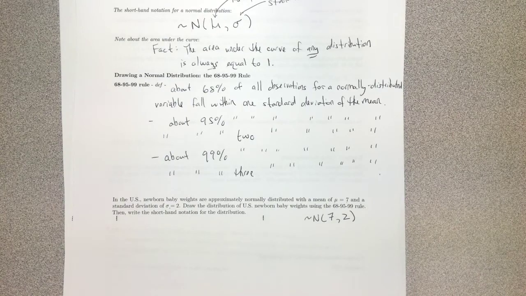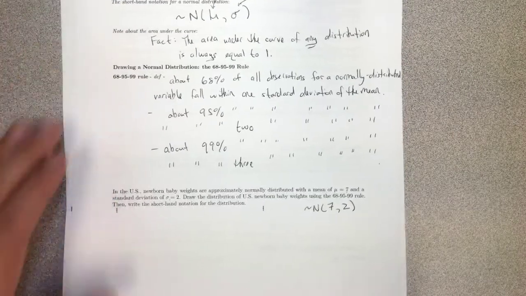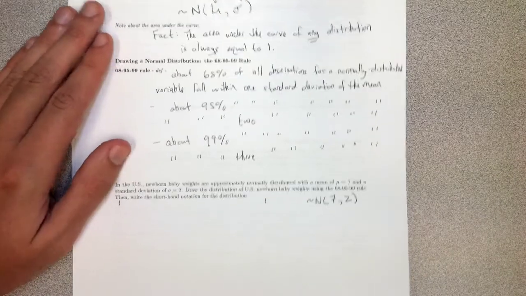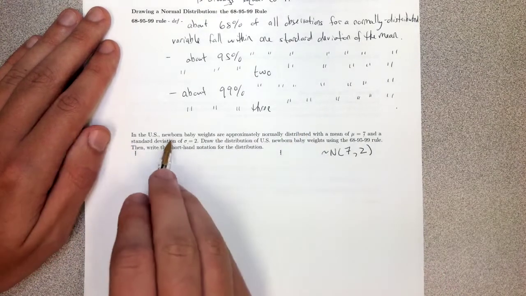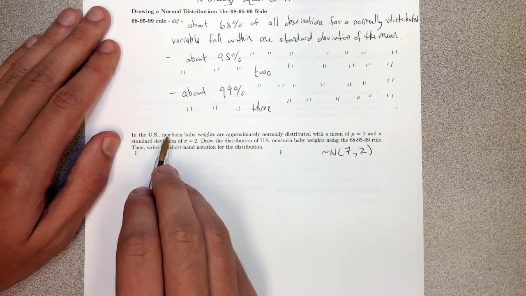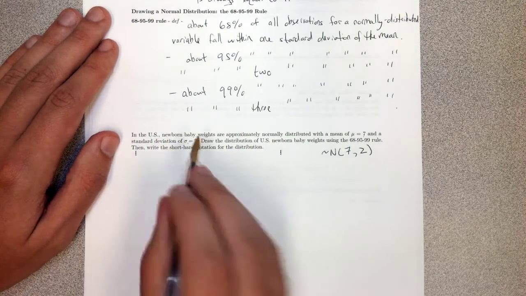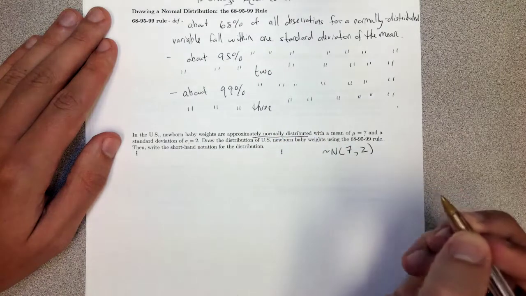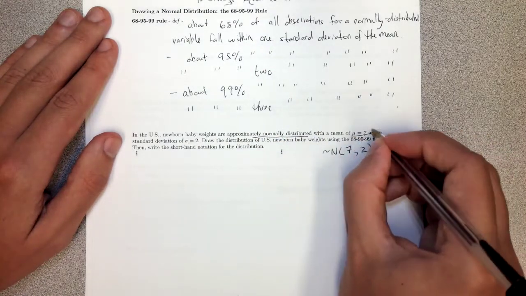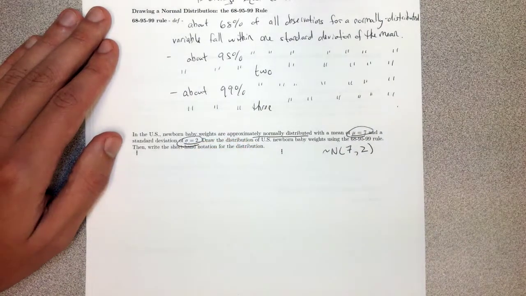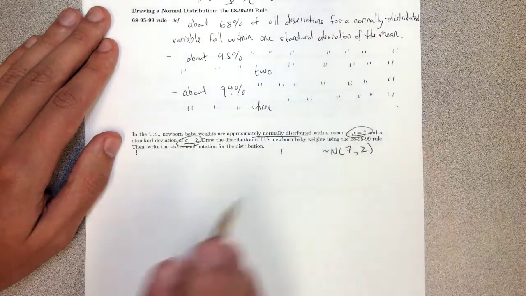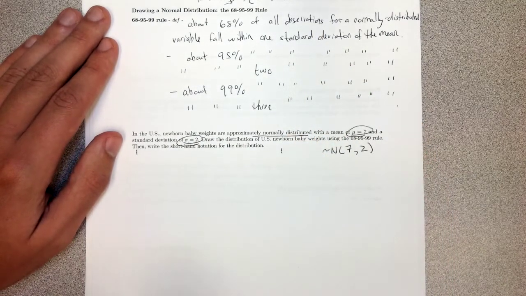Okay, so what does that really mean? Well, it's easier to see visually, like most things in statistics, much easier to see with a picture or a graph. And so we're gonna use this baby weight example. We know that in the US, newborn baby weights are normally distributed, at least approximately, with a mean of 7. So there's our little mu symbol, and a standard deviation of 2. And so let's draw this distribution using this rule as an approximate guide.